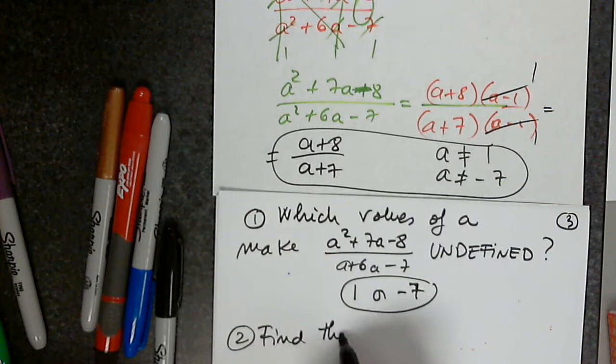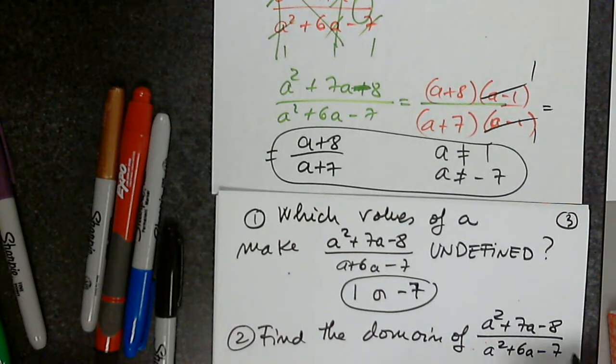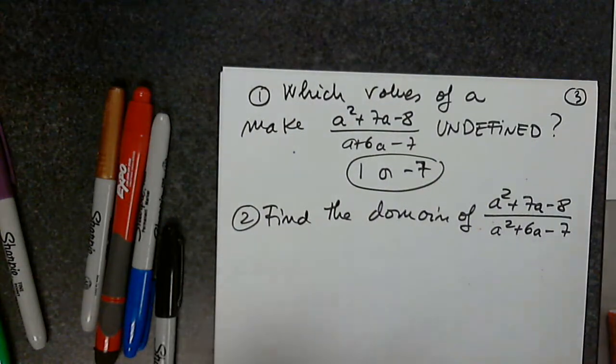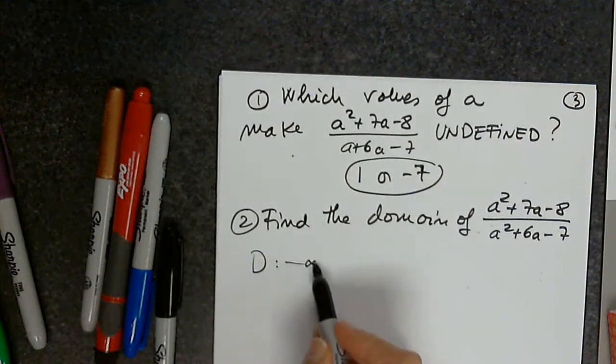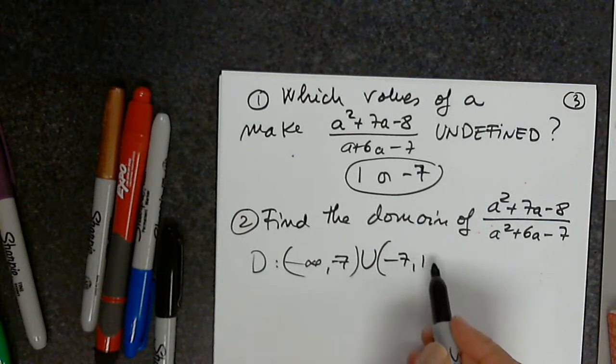Final question. Find the domain of a squared plus 7a minus 8 over a squared plus 6a minus 7. I know what a cannot be. You already gave me those values. And we know what values make the expression undefined. So what is allowed then? And how do I write it in mathematical terms? So domain is? Negative infinity to negative 7 with parentheses. Negative 7 with parentheses or union.